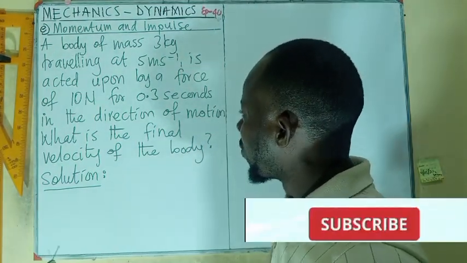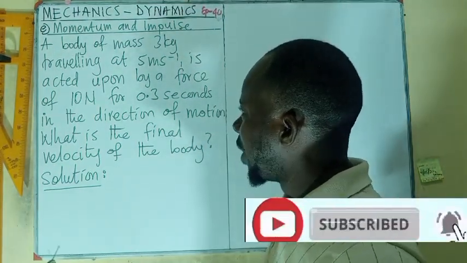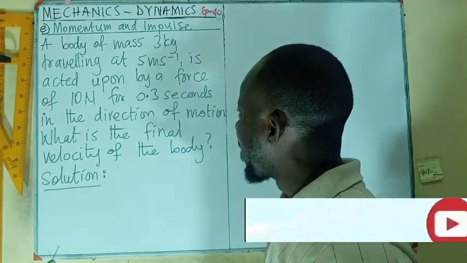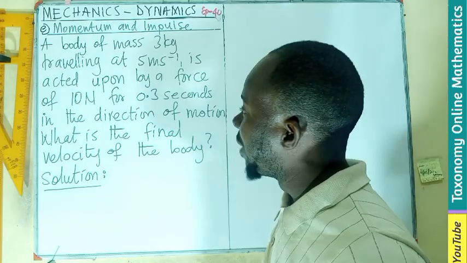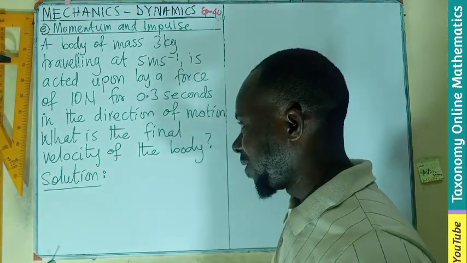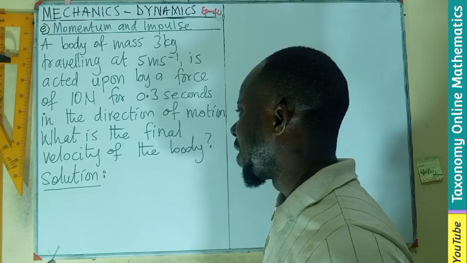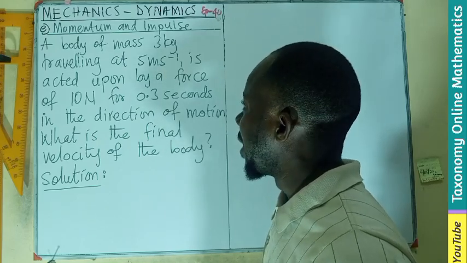Join me as we provide answer to this question as episode 40 under momentum and impulse. A body of mass 3 kg traveling with a speed of 5 meters per second is acted upon by a force of 10 Newton for 0.3 seconds in the direction of the motion. What is the final velocity of the body?